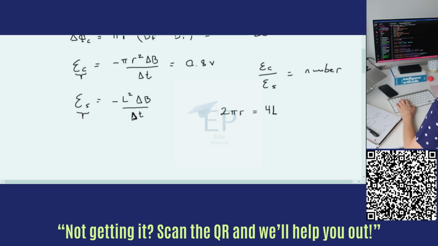Or if we solve this for R or L, either way, we'll solve for L, 5 by 4 on both sides. We can see that L is just pi r over 2. So if we substitute out for L in our expression for the EMF in the square here, we'll actually end up in terms of something just in R, which is going to be just like our EMF for the circle. So we could take the ratio and a bunch of things would cancel out.